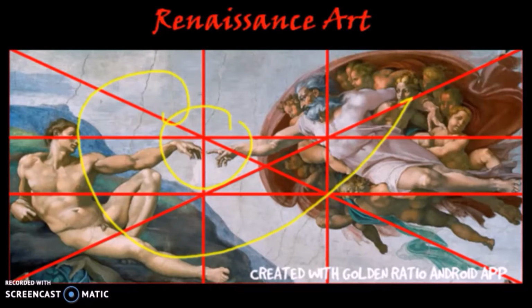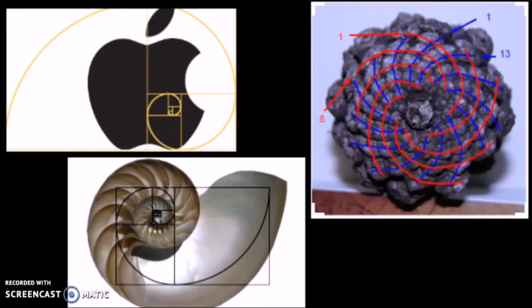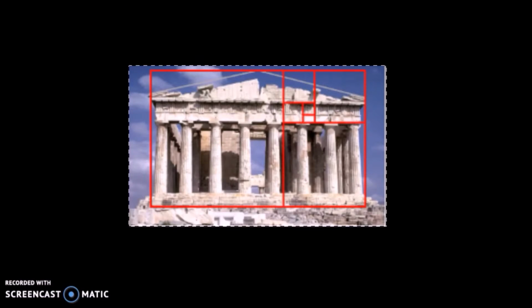We have talked about the presence of the golden ratio in art, but it exists all around us. But where? In design, it appears in the logo of the world-famous company Apple. In nature, it appears in pine cones in the number of spirals and in the shape of shells. It also appears in architecture and other areas.